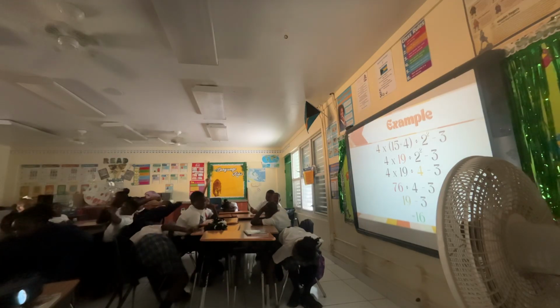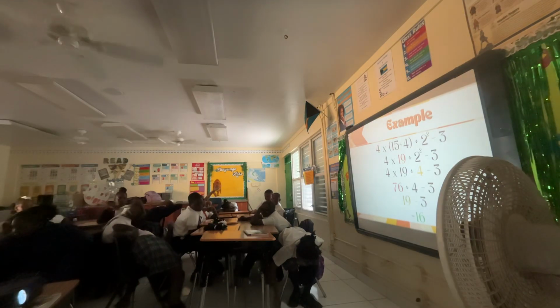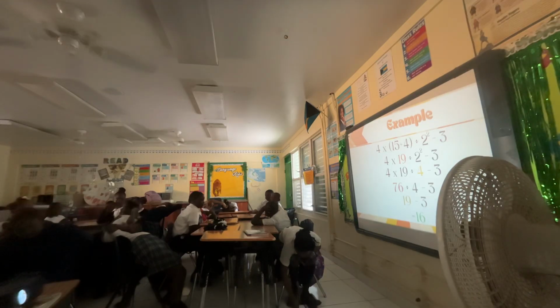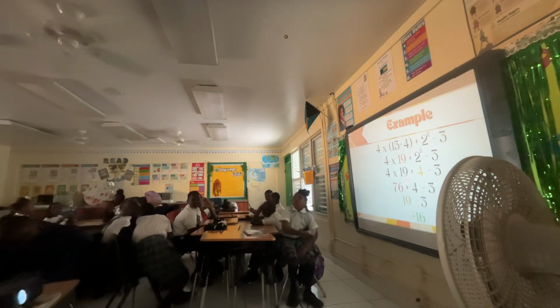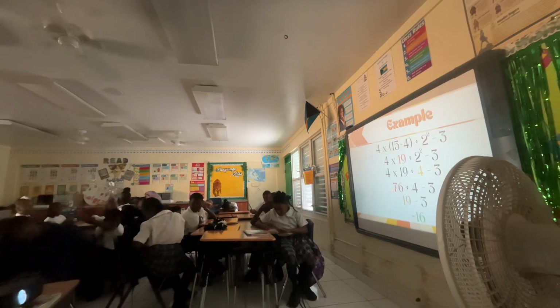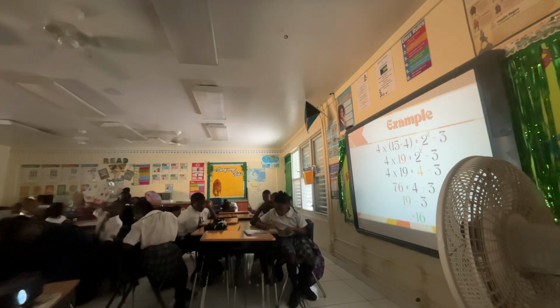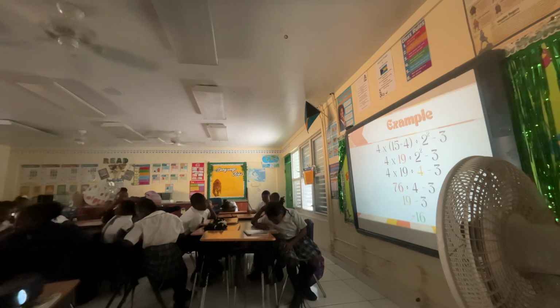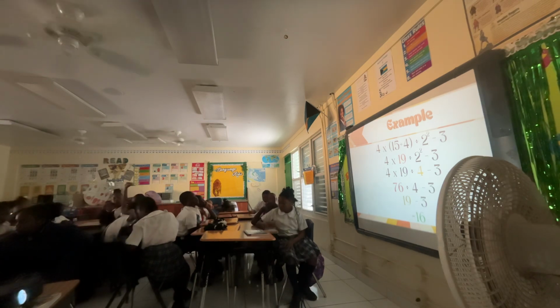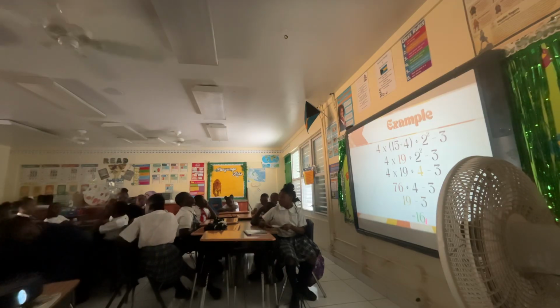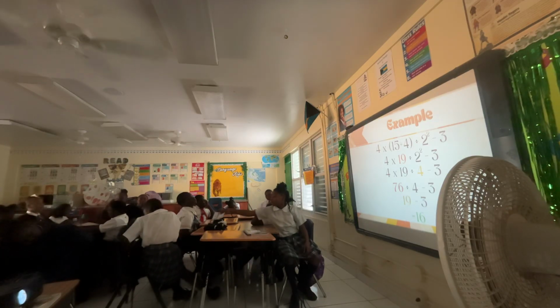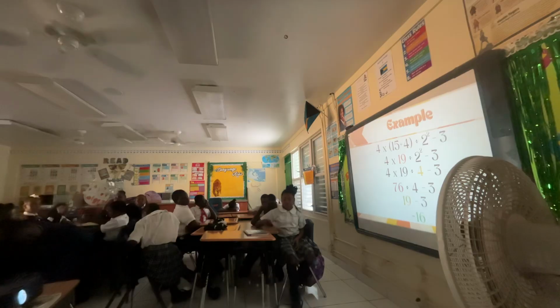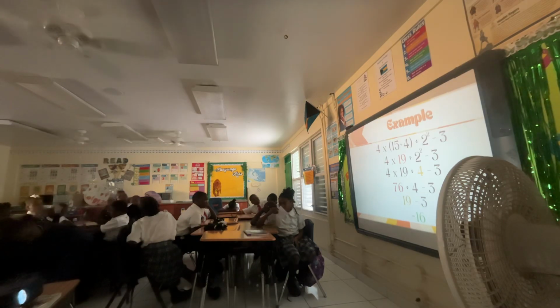We do division. And Megan, what are we dividing? 76 divided by 4. Alright, and what is that, grade 5? 19. Alright, 76 divided by 4 is 19.